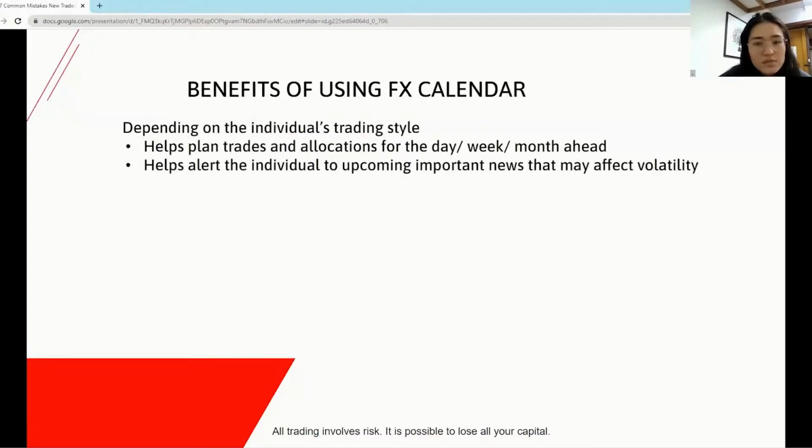So I mentioned earlier some benefits of using FX Calendar, but depending on the individual's trading style, it can help you to plan trades and allocations for the day or week or month ahead, and also help to alert you on upcoming important news that may affect volatility in whatever markets you are trading.